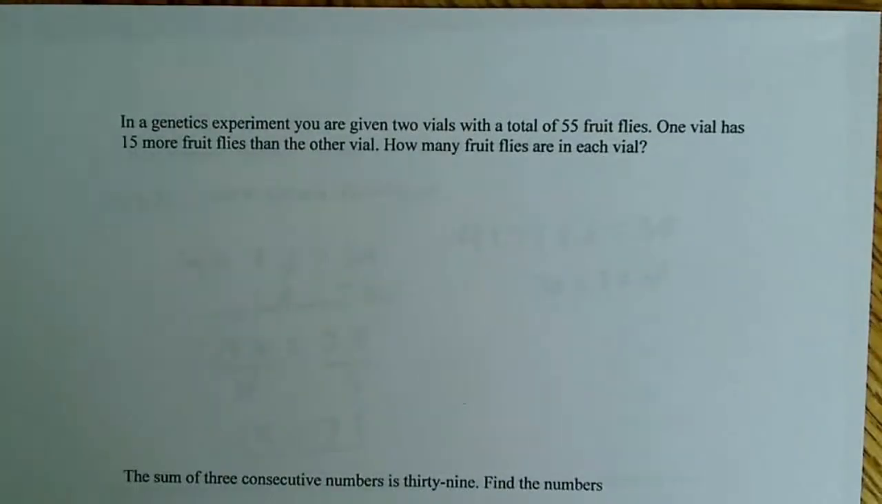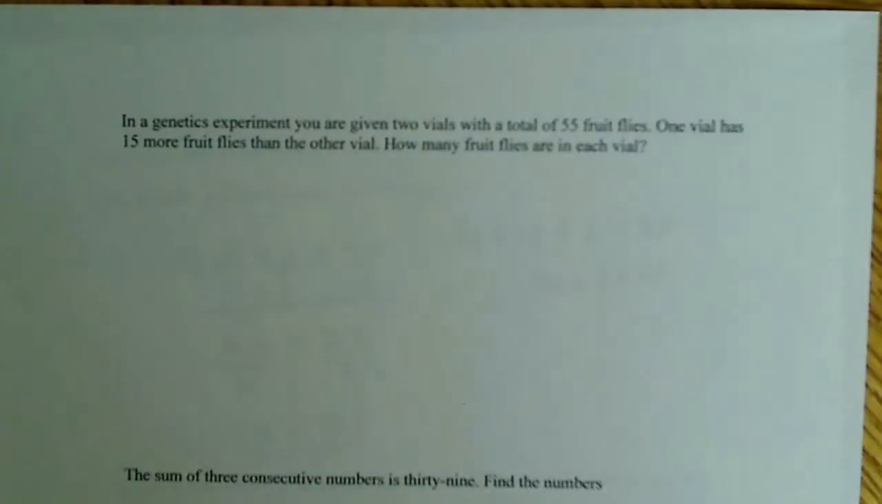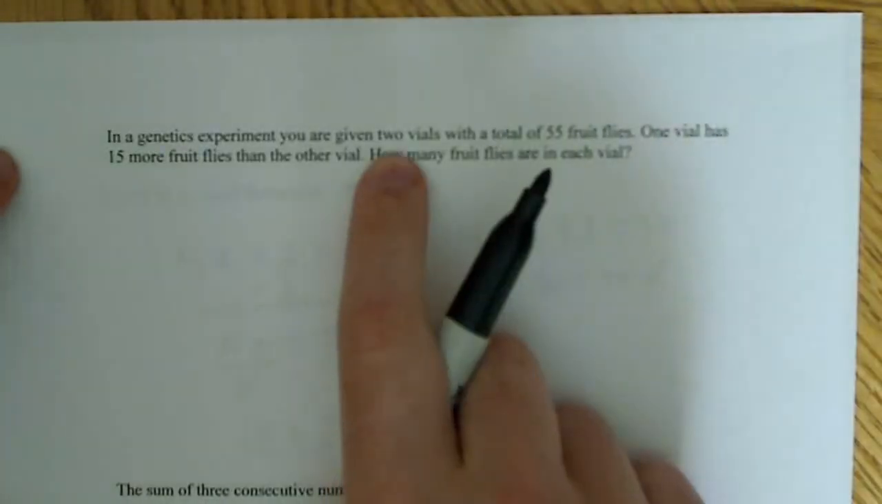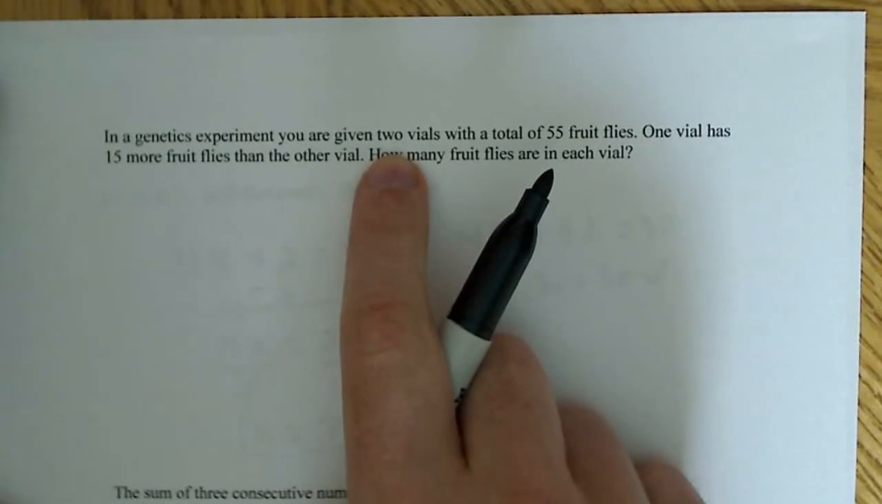Okay, the next problem says in a genetics experiment you are given two vials with a total of 55 fruit flies. So one vial has 15 more fruit flies than the other vial. So how many fruit flies are in each vial? Now again, we're given two vials. It says it in our information that's given.